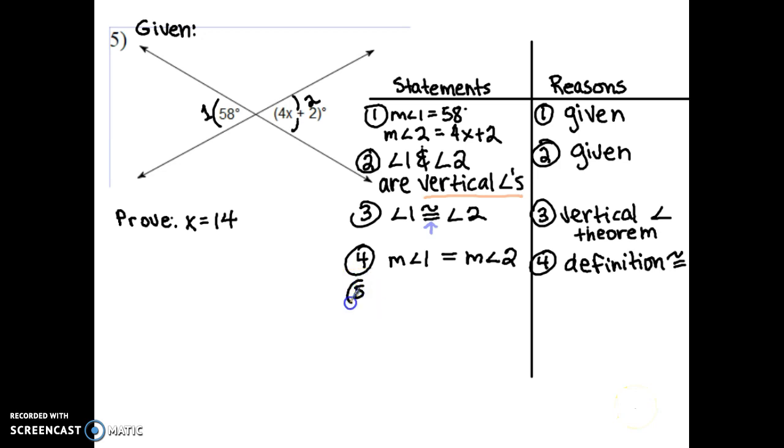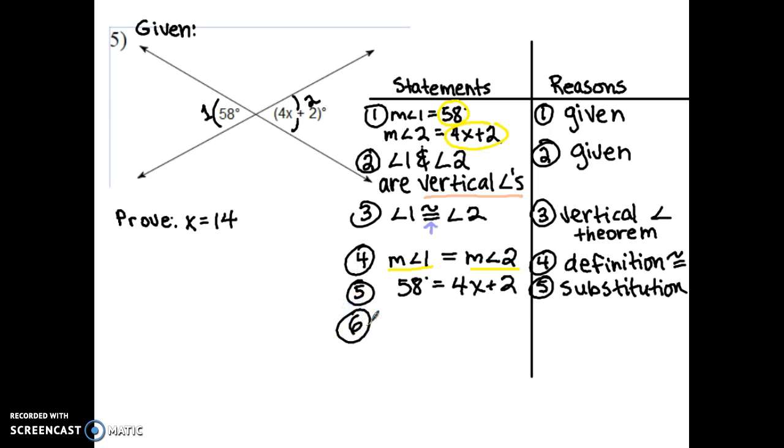I'm just going to do some substitution. So again, my angle 1 is 58 degrees. My angle 2 is 4x plus 2. So I know 58 equals 4x plus 2. Just substituting those numeric values in.